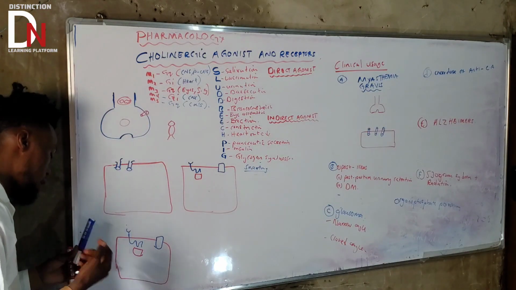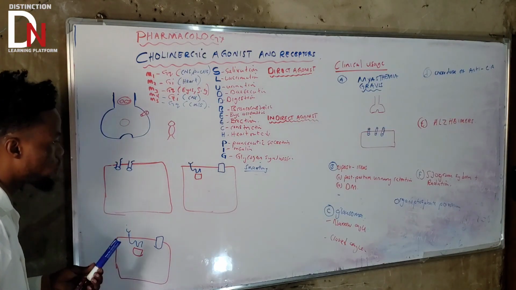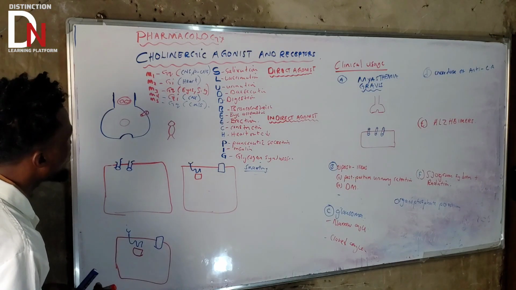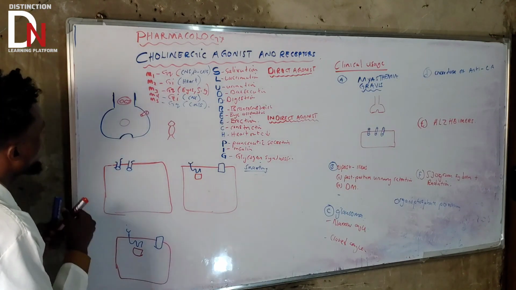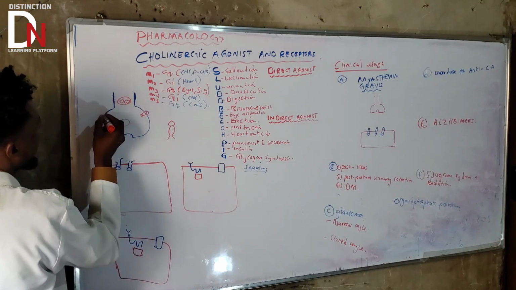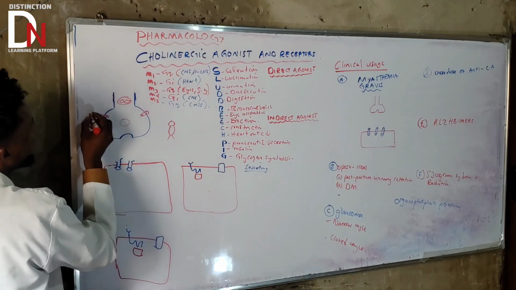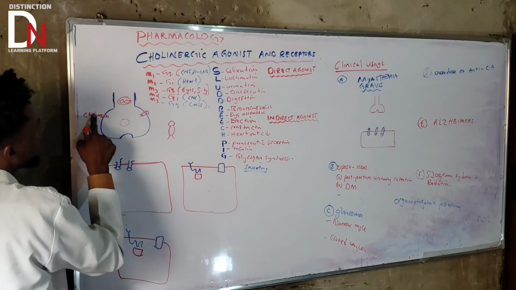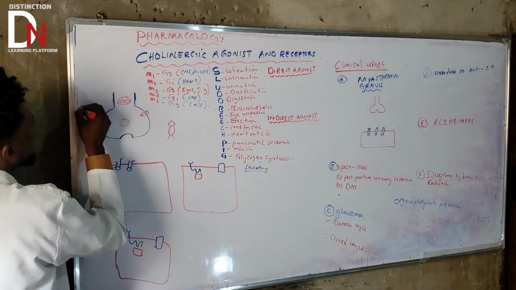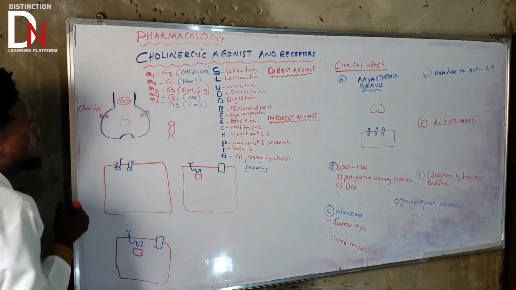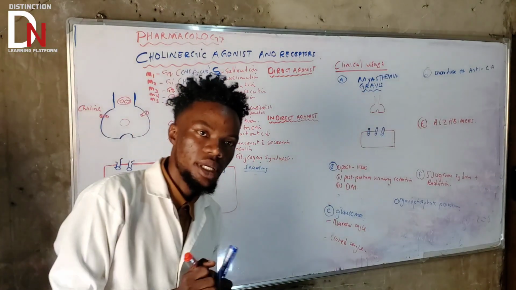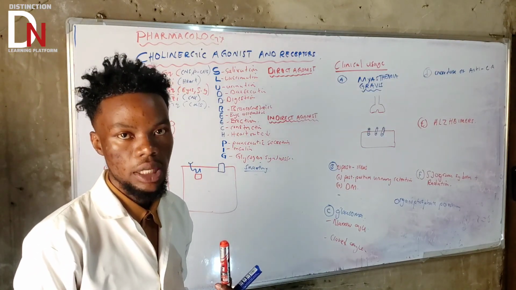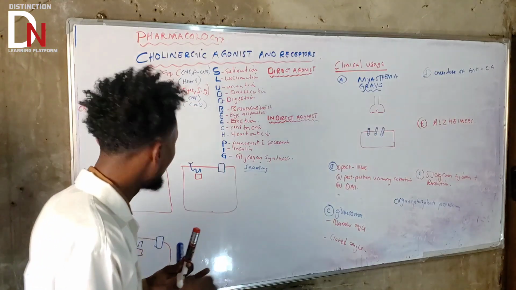Now let's start with the production, or synthesis, of acetylcholine. How is acetylcholine synthesized? Remember, we're going to get choline. First of all, choline is gotten from the diet. Choline, you get it from the diet, then it goes to the brain, to the neurons, and it is taken up into the axonal terminal.